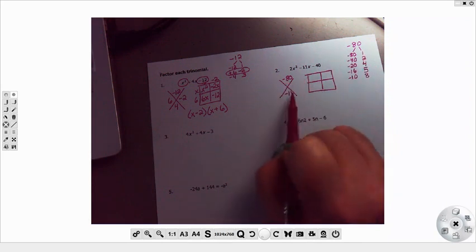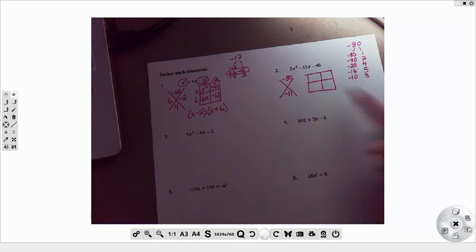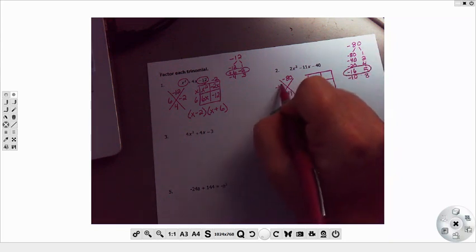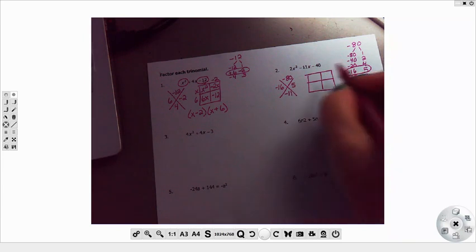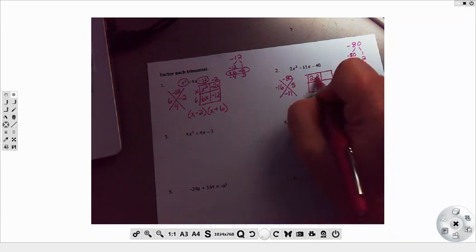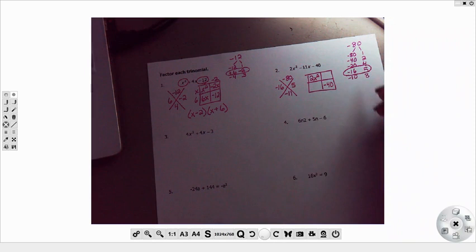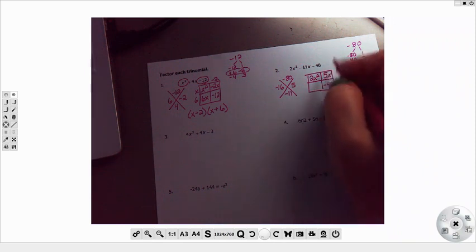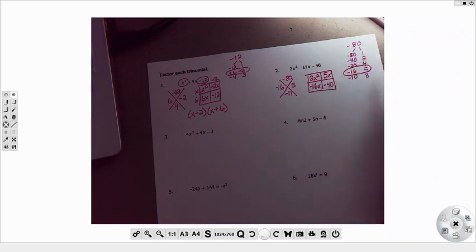That's all of them. But we want to add to get negative 11. That would be this set right here. So negative 16 and 5. So I have 2x squared. I have negative 40. I have 5x and negative 16x.